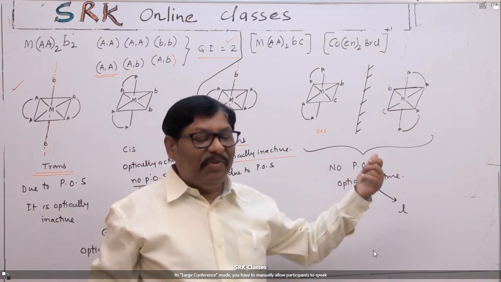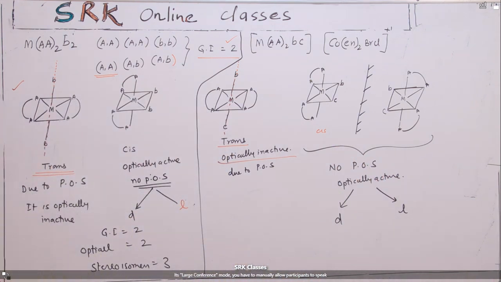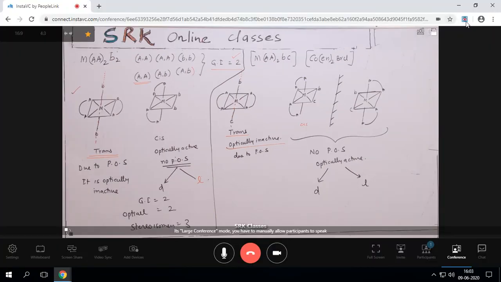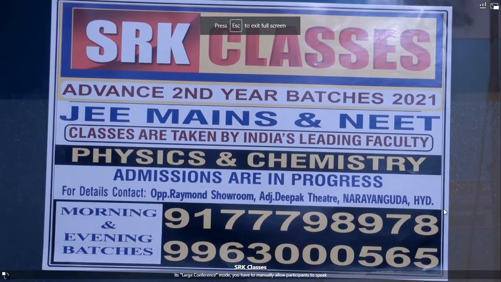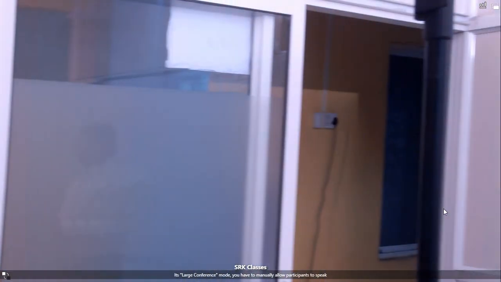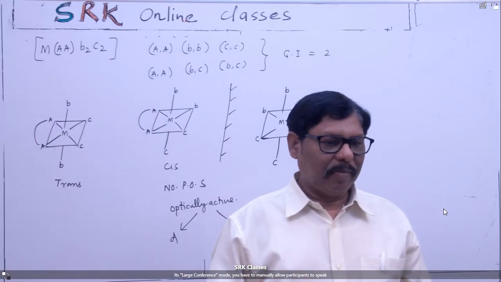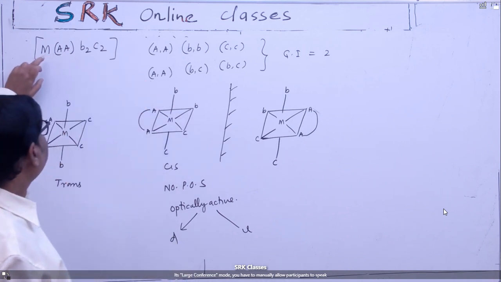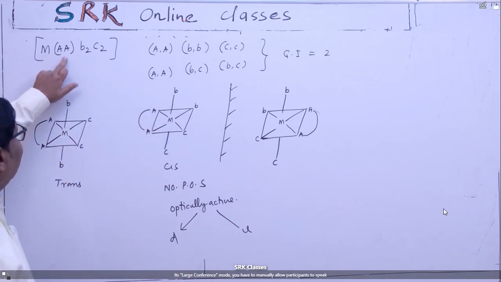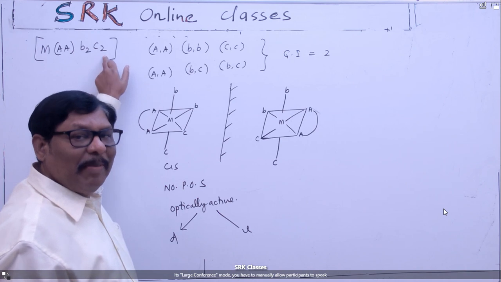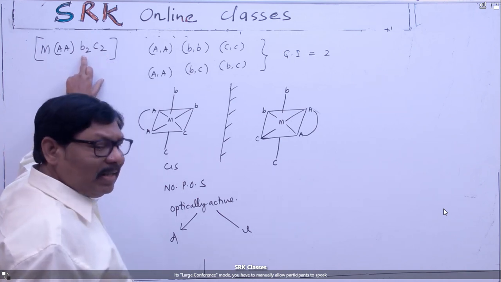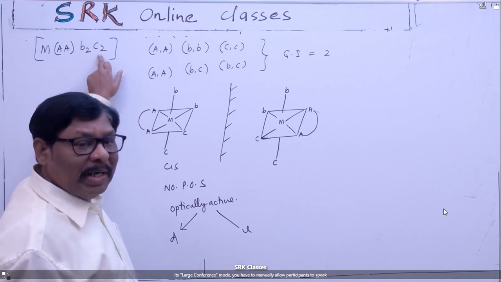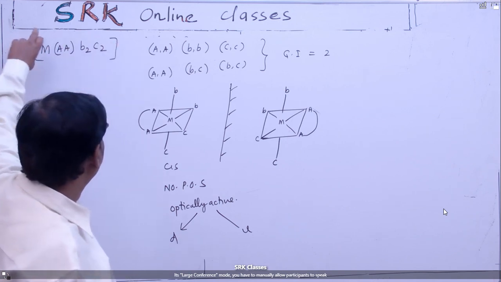We'll go for the fifth one. See the fifth example. M, AA, B2 and C2. AA is the bidentate ligand, one bidentate ligand. Two are monodentate ligands of one category, two are monodentate ligands of another category, right? This is the fifth example.